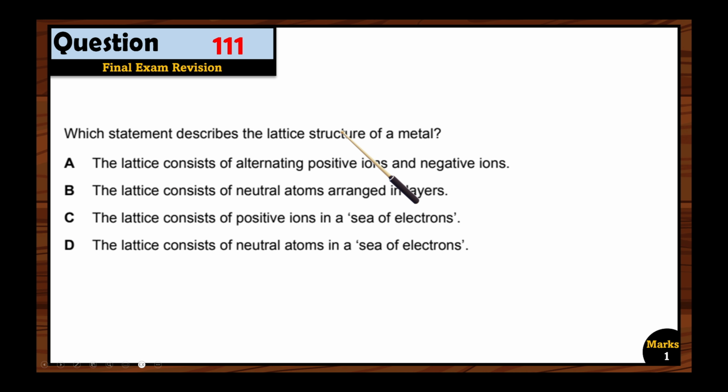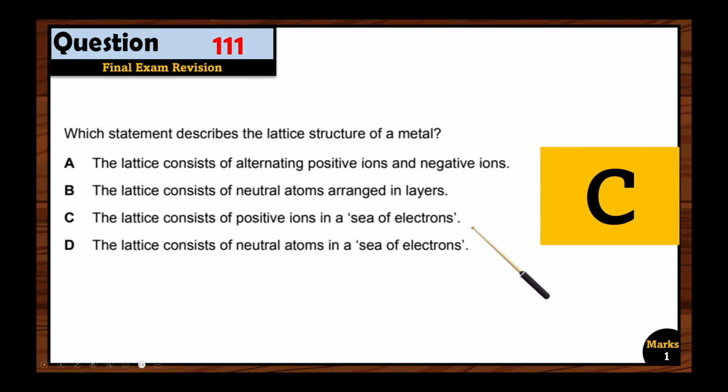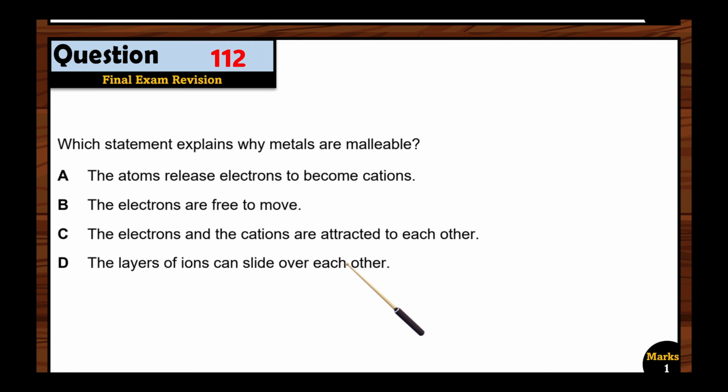Which statement describes the lattice structure of a metal? The lattice consists of alternating positive and negative ions. That's wrong. We don't have negative ions, we have electrons, right? The lattice consists of neutral atoms, wrong. We don't have atoms in it. The lattice consists of positive ions in a sea of electrons, yes. C option is right. Positive ions and a sea of electrons.